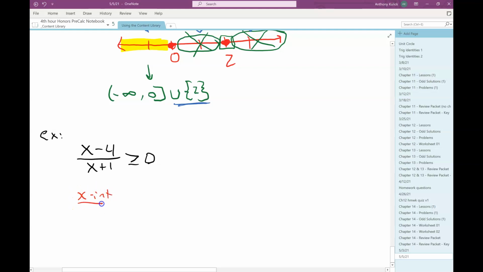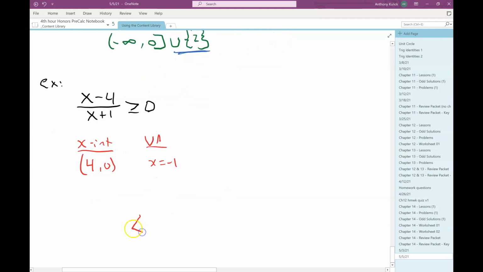So I need the x-intercepts, which is just going to be (4, 0). And I need to worry about the asymptote, which is negative 1. Everybody good with that? Okay.